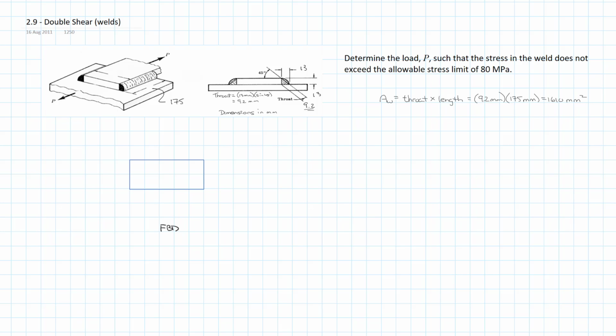So I'm going to draw a shear free body diagram, and in this case, I'm just going to isolate on the smaller of the two plates. We know that we have an external force acting on it of P. Now, to resist it, we have two welds, a weld on either side. Each of those is going to have a shear force in it, and by symmetry, we know that they're going to be equal. So I'll just draw them in here.